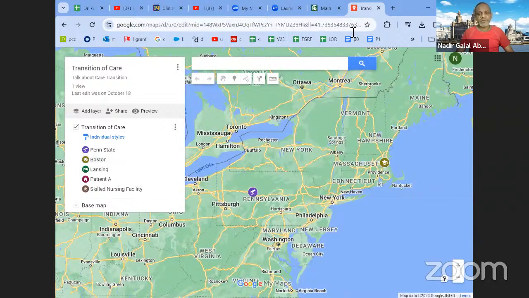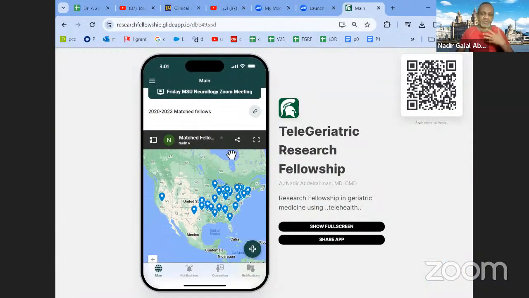So this is how you can demonstrate your topic using the interactive map while you are talking, or you can get a screenshot and put it in your abstract or in your paper or any format that you want to present. So this is one way.